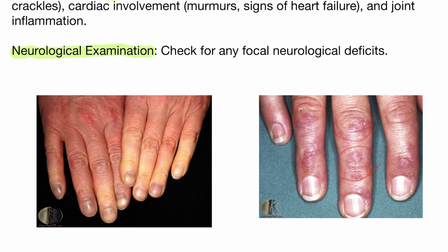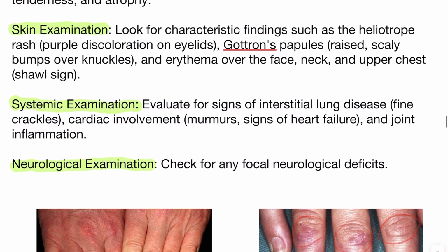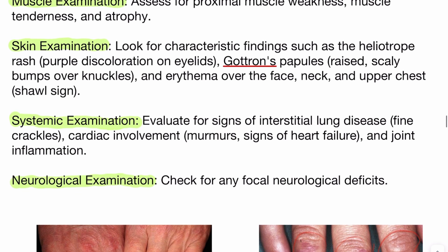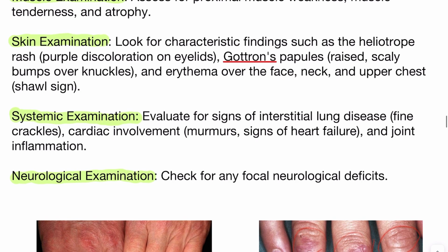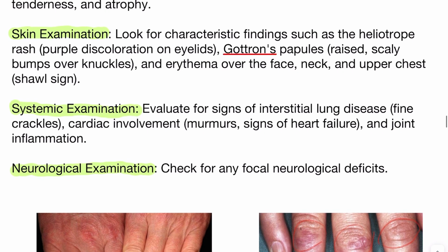You can see here we have got some rashes on the knuckles, and look for any erythema over the face, neck, and upper chest, which is called the shawl sign.